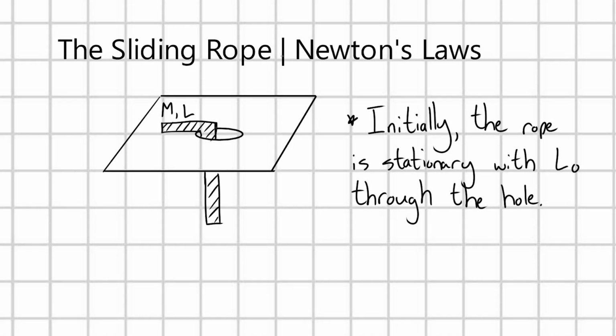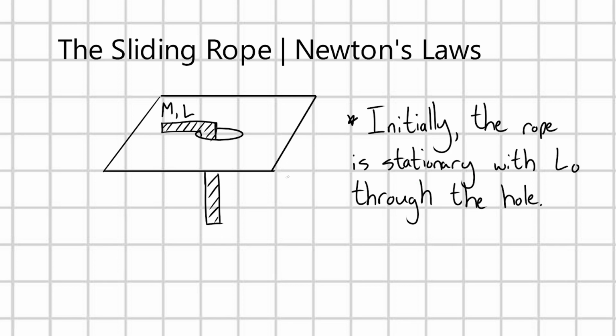Hello there. In this problem, we have a rope which is sliding through a hole on a frictionless table. The rope is uniform, it has some mass capital M and some length capital L, and initially the rope is stationary with some initial length L naught through the hole.